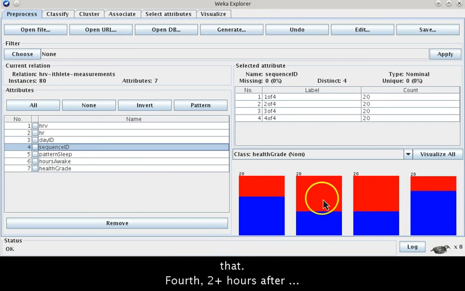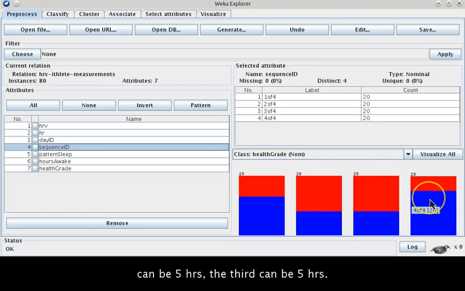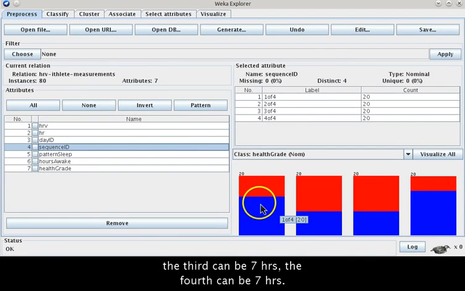So the second sequence can have a 5-hour. The third can have a 5-hour. The third can have a 7-hour. The fourth can have a 7-hour. So now you see why it's so easy to predict the first one, and it's so difficult to predict the middle ones.